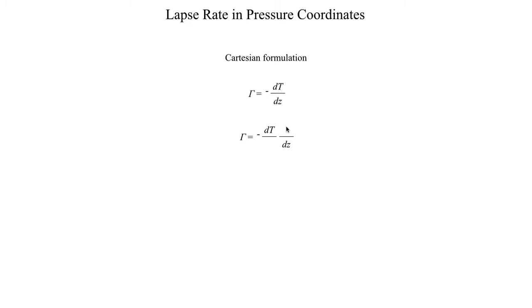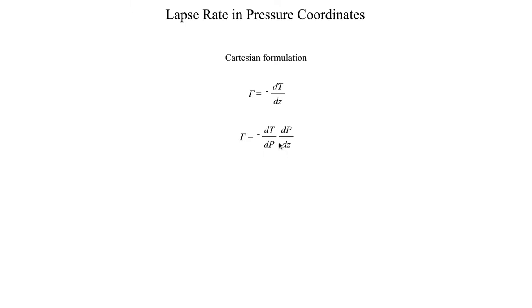Since we're interested in how the temperature changes with pressure instead of height z, which is the essence of going from Cartesian to pressure coordinates, it makes sense to put dp in for this denominator, and also to maintain balance, to make sure we don't change anything, we also have to put dp in this numerator. So we get this formulation where we have negative dT/dp times dp/dz. And from the same algebraic standpoint that we looked at in the previous segment, you can see how these differentials dp would in fact cancel out if we so desired. So we haven't really changed anything in our equation.